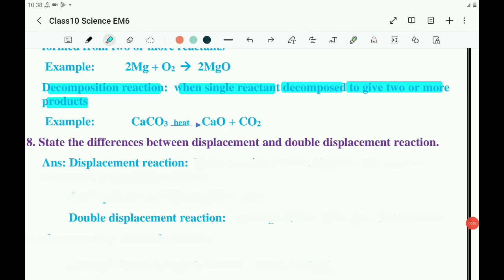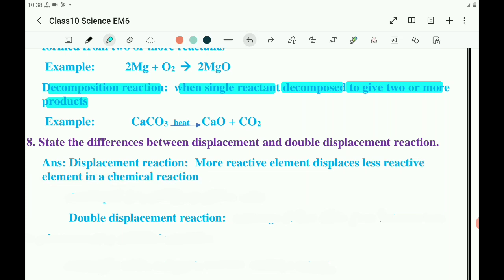Now let us write what is displacement reaction. Displacement reaction is a chemical reaction in which more reactive element displaces less reactive element in a chemical reaction. And an example you can give. What is the example? Iron reacts with copper sulfate, gives FeSO4, iron sulfate, plus Cu.